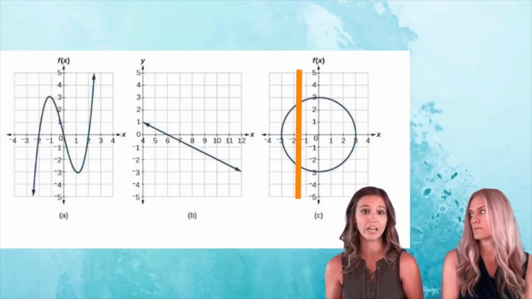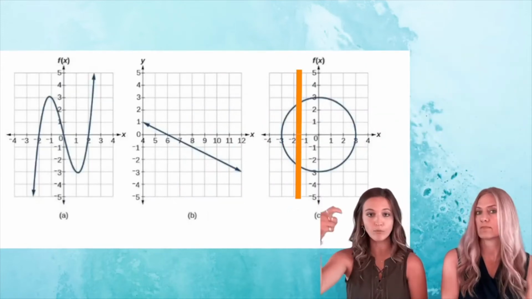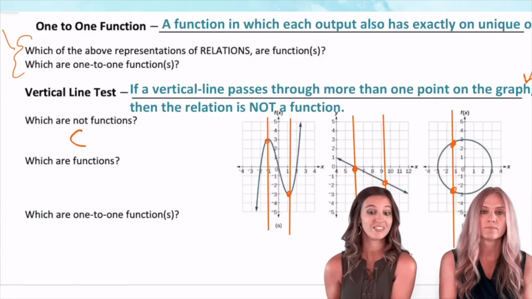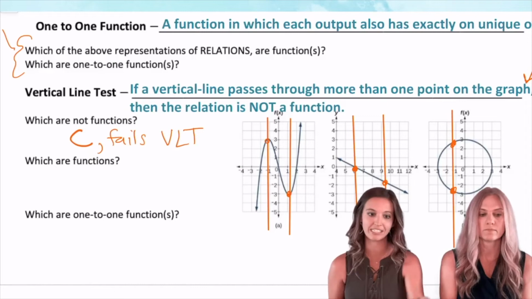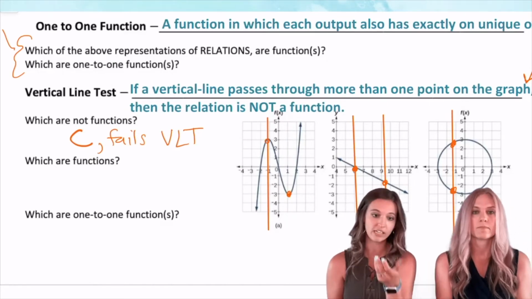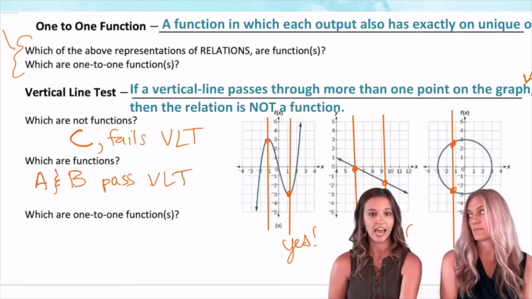But then I move to the third one, I could draw a vertical line on this one, and I'm crossing twice because it's a circle. It's going to intersect my vertical line twice. So C is not a function, so I can say that right away. The other 2 are functions, I just need to figure out what kind of functions they are. So when it says which are functions, I'm going to say A and B, and then 1 to 1.